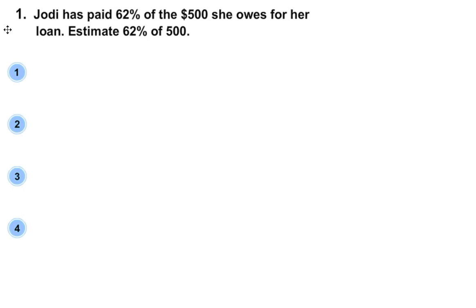Example 1. Jody has paid 62% of the $500 she owes for her loan. Estimate 62% of 500. So the first thing we're going to do is estimate. 62% can be estimated as 60%. So we're going to say this is about 60% of 500.